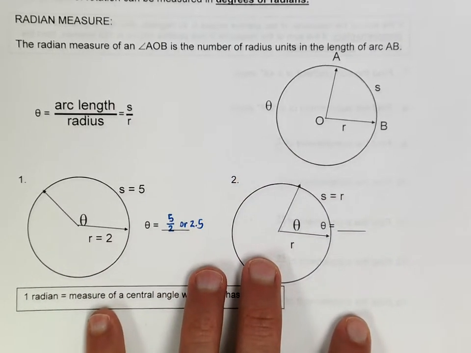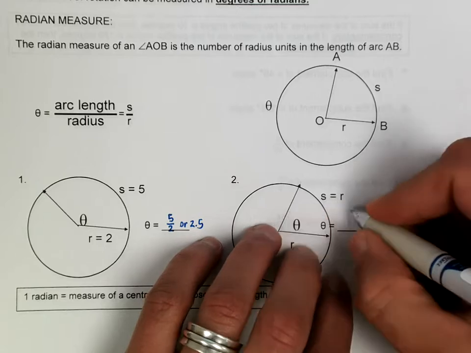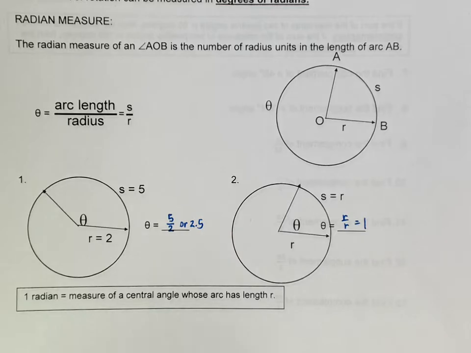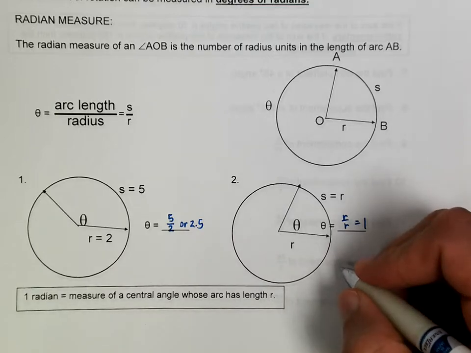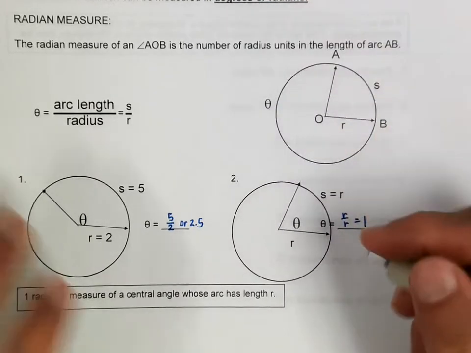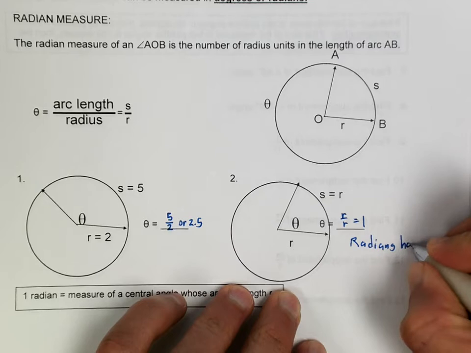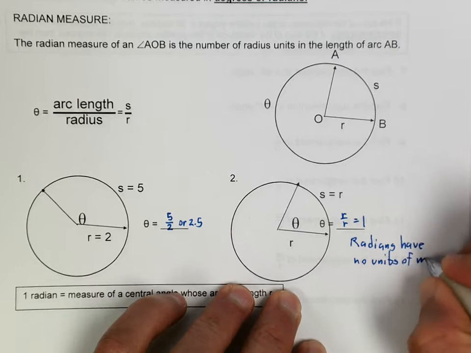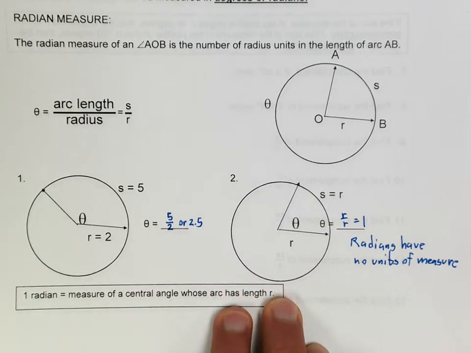Okay, now on this one, notice that it tells you that the arc length is r. So this would be r over r, which is 1. And I think the whole reason they do that is to let you know that a radian, which is what this is, has no units of measure. So let me put that here. Radians have no units of measure. And by that we mean, for example, when we talk about degrees, we put the little symbol on top, right? But these are actually radians, so we wouldn't do that.